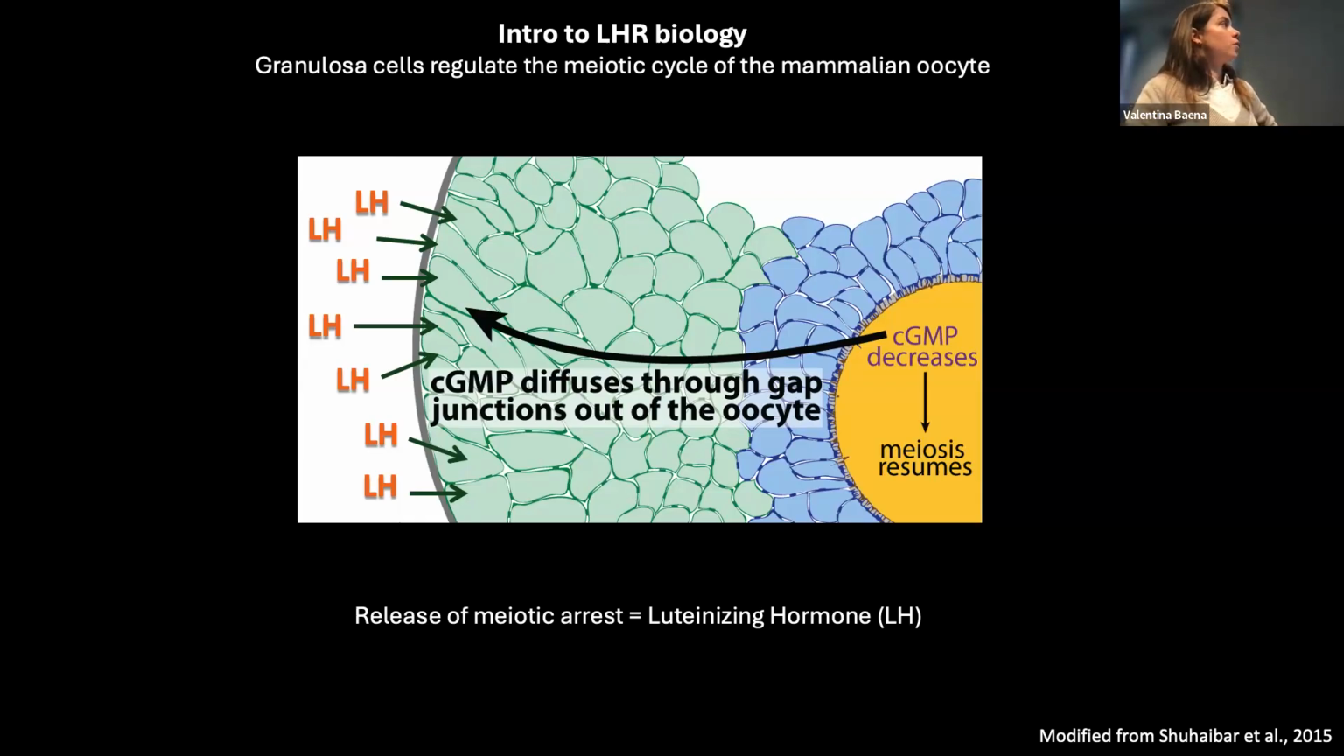Eventually, cyclic GMP production gets turned off. Cyclic GMP begins to diffuse out of the oocyte through the gap junctions, and meiosis resumes, and that begins the ovulatory process. So the question was, where is this LH receptor? Where is it expressed? At what point is it expressed? And all of that.